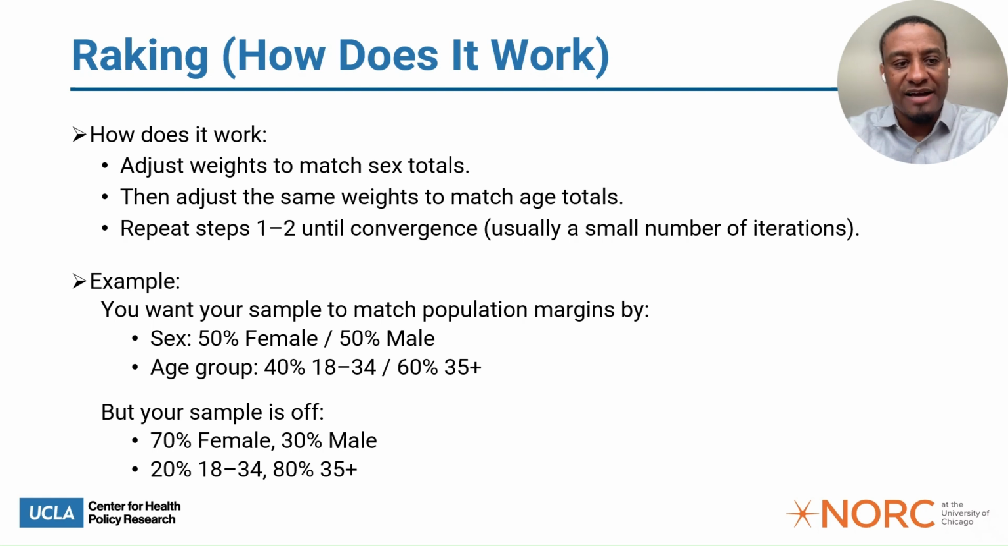So here in the example, the population is 50% male and female. For age group, you have 40% for the younger age group and 60% for the older age group. And we have the sample, which is 70-30 for the sex and then 20-80 for the age. So clearly, our sample has a different distribution than the population. To correct for this potential bias, we can use the algorithm that I described, raking, where we adjust for the sex and then for the age and then cycle through until the distribution in our sample matches the distribution in the population.